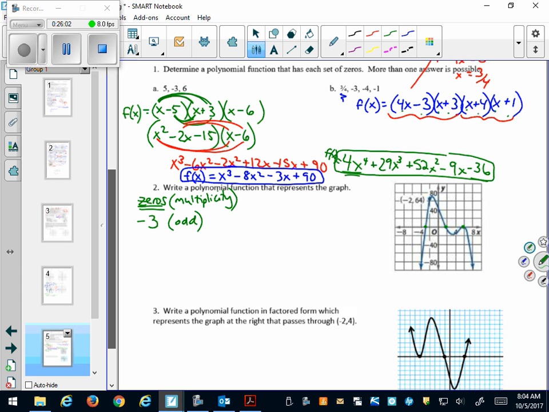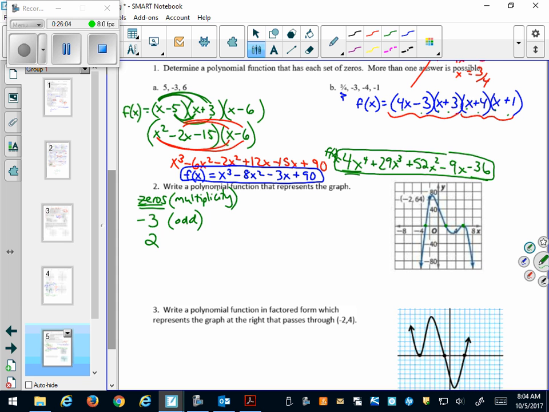My next 0 is at 2. Again, is it even or odd? Multiplicity. Odd, because it's going through again. And then my last one is at 6. Is that even or odd? That one's even. Now I have to look at end behavior. Those zeros and end behavior.